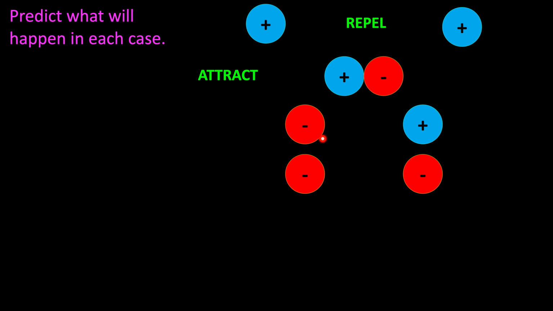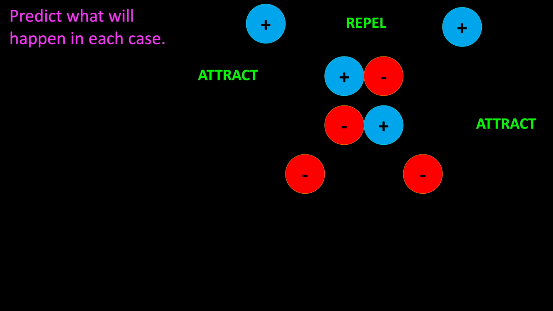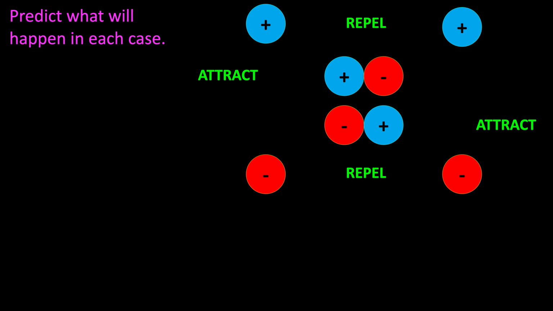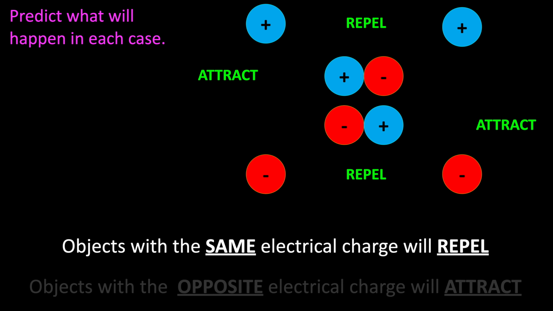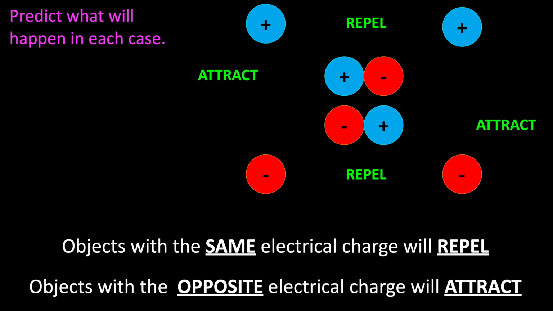Next, we have a negative and a positive. And these opposite charges are also going to attract. And below that, we have two negative charges. And these are the same type and are going to repel. So, from this, we should be able to see that objects with the same electrical charge will repel, as we can see here. Two positives will repel and two negatives will repel. Objects with the opposite electrical charge will attract, as we can see here. Positive and negative attract.